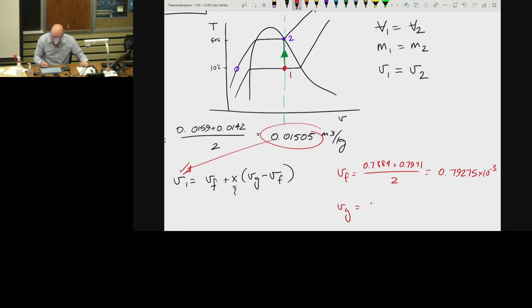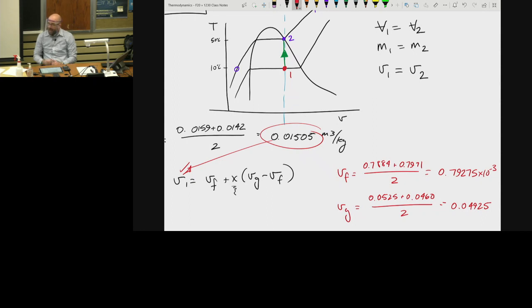And my VG is equal to 0.0525 plus 0.0460 divided by 2, and that's going to give me 0.04925. Okay, so now I have basically made an entry for 10 degrees Celsius.